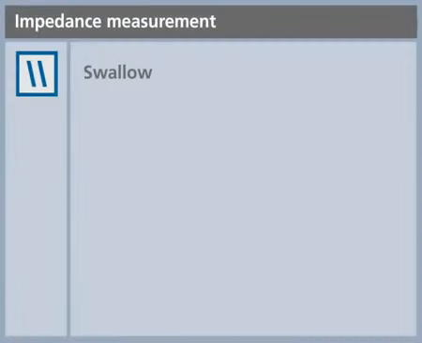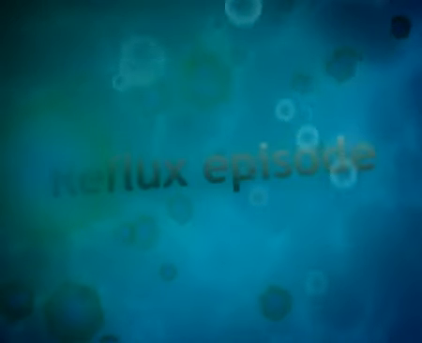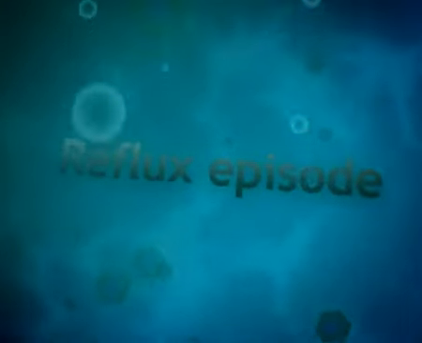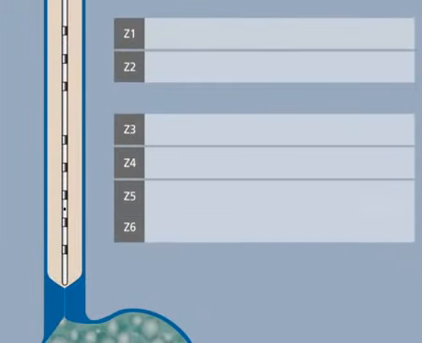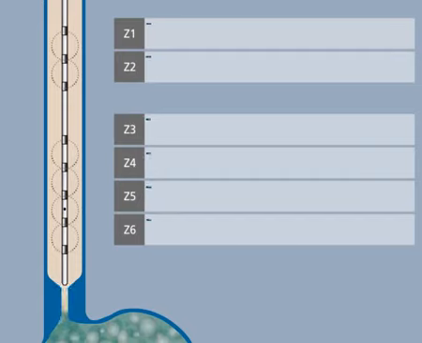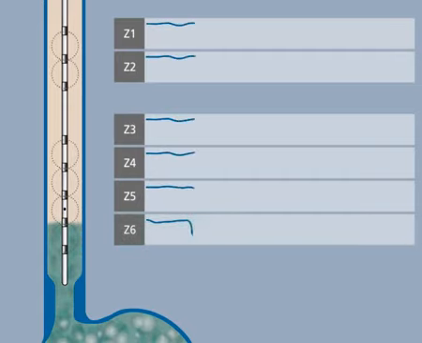We have explained the impedance pattern of a liquid swallow. Now we will explain the impedance pattern of a reflux episode. Reflux means that gastric contents move up into the esophagus. As soon as it reaches channel 6, the impedance drops.